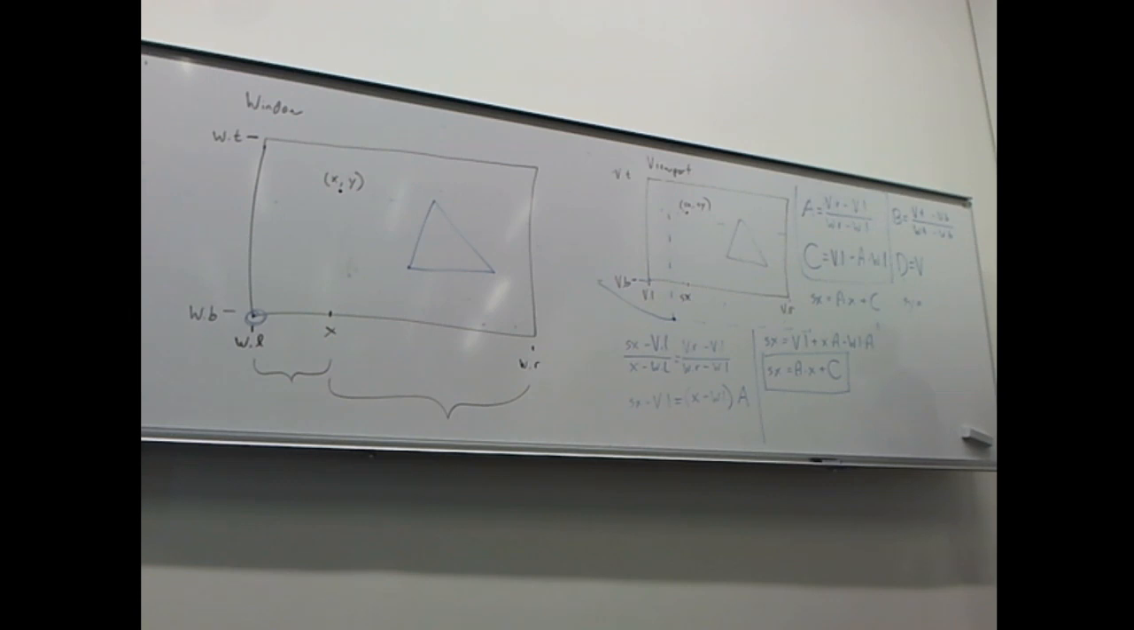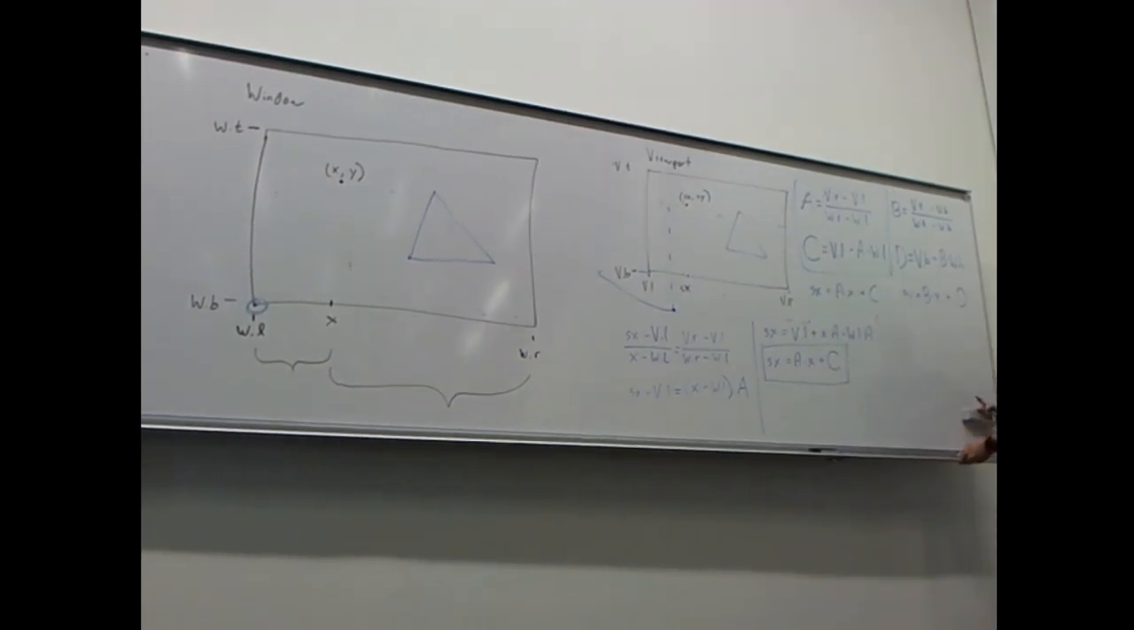Viewport bottom, yes, minus B times window or world, whichever you like the W to stand for. And Sy then equals, it's going to be a nice linear function as well. What does that look like? B times Y plus D. So we have Sx equals Ax plus C, Sy equals By plus D.